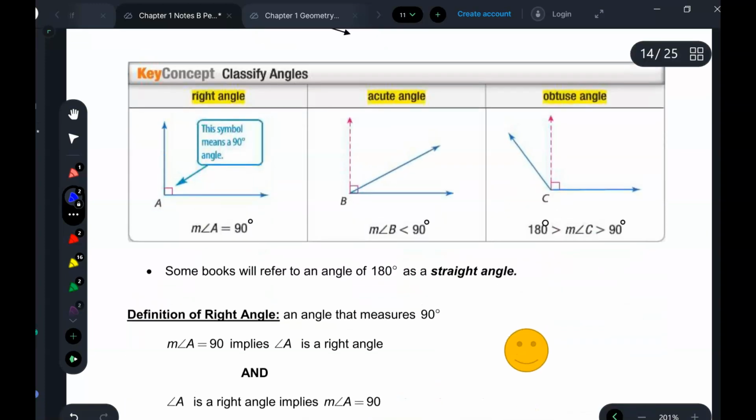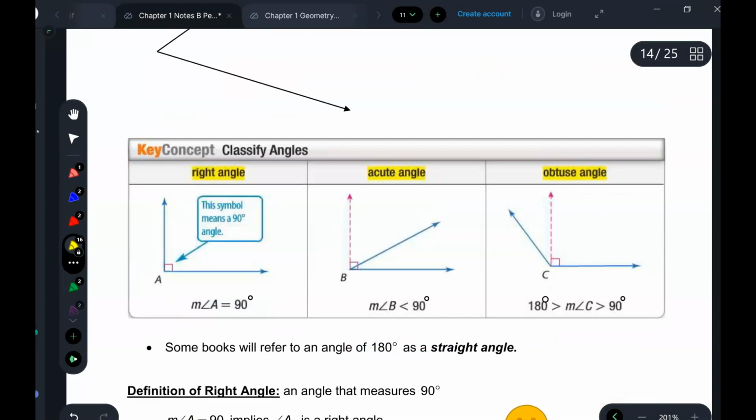Okay. Classifying angles. What should we do for this B part? Just cross it off. I didn't have another example.